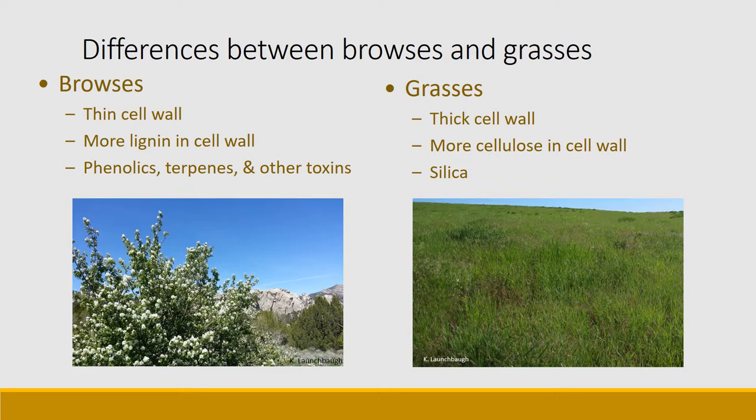But at any rate, the other thing we talked about earlier in class is that those phenolics and terpenes and other toxins are mechanisms of herbivore avoidance, whereas the grasses don't have those chemicals because they tolerate herbivory. They just recover after herbivory. So it's completely different strategies. From an herbivore standpoint, those terpenes and phenolics can be pretty damaging for browsing animals. So if you're going to be a browser, you're going to have to be specialized, have some way to handle that.